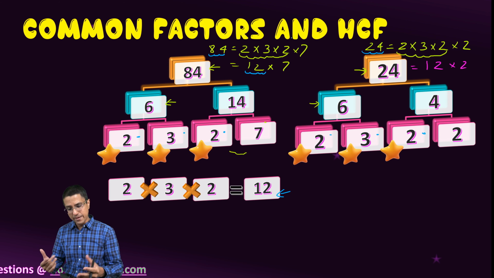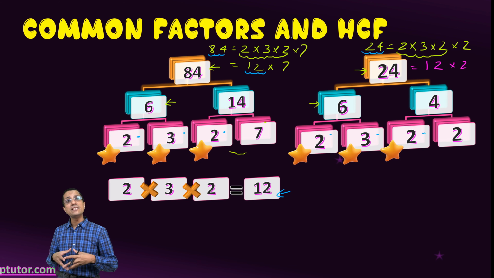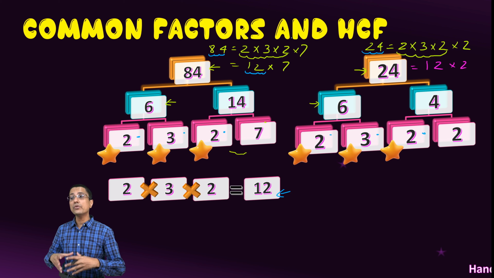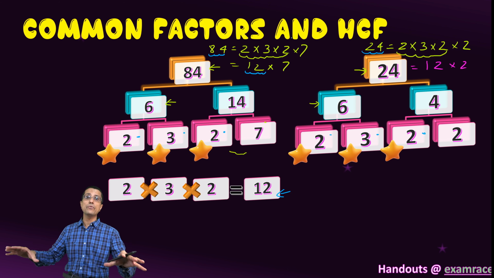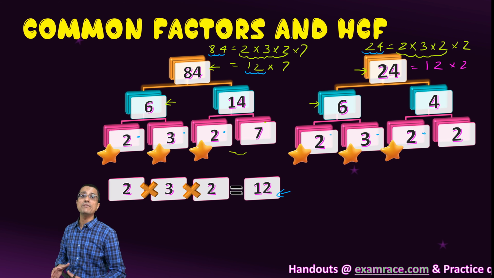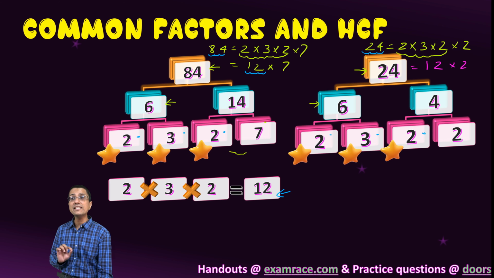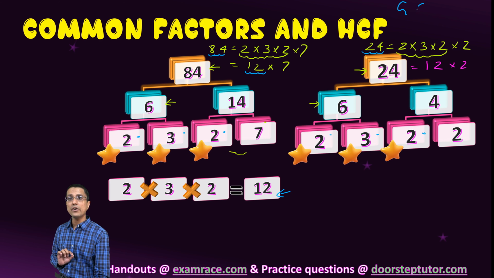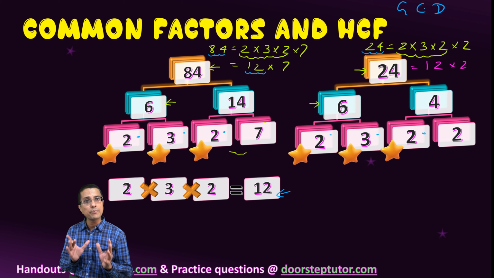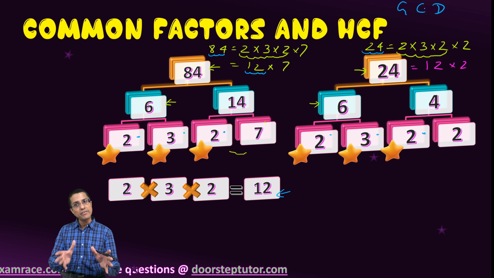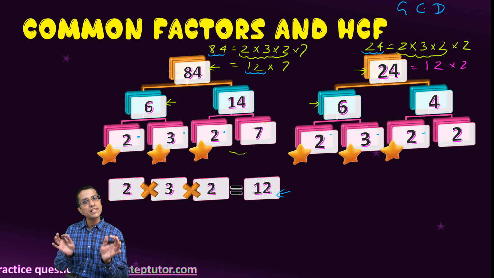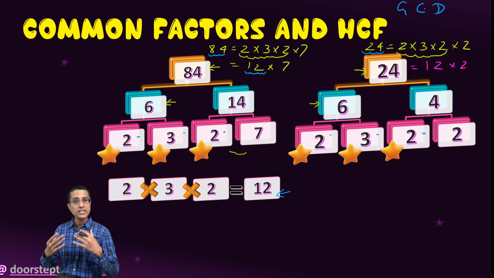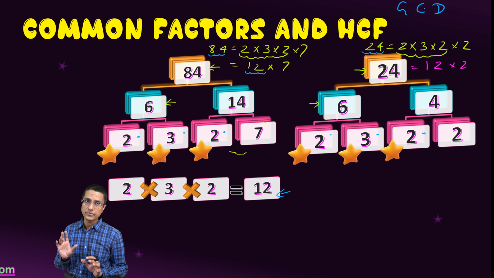At the same time, since this number 12 is the largest number which would evenly divide both 84 and 24, it is also known as the greatest common divisor, or GCD. Two very important terms, highest common factor and greatest common divisor. They mean one and the same thing, and now you understand the meaning behind these two terms.